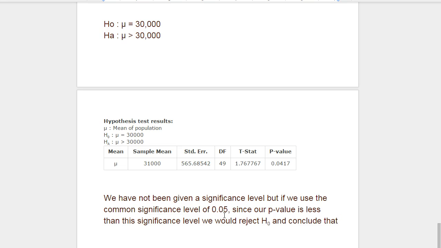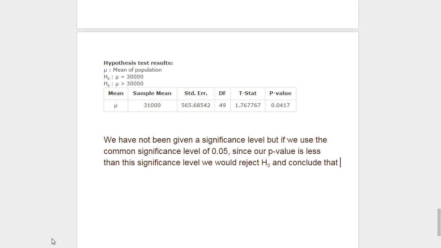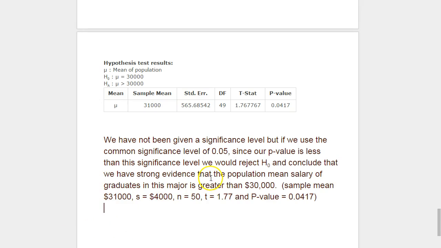level of 0.05, since our p-value is less than this significance level, we would reject H0 and conclude that we have strong evidence that the population mean salary of graduates in this major is greater than 30,000, with a sample mean of 31,000, a sample standard deviation of 4,000, n is equal to 50, t is equal to 1.77, and the p-value is 0.0417.